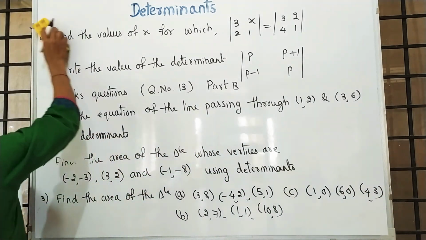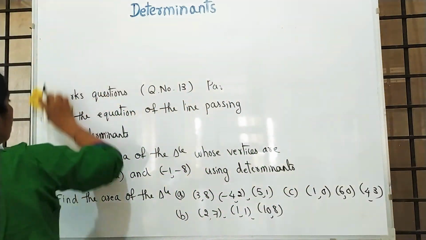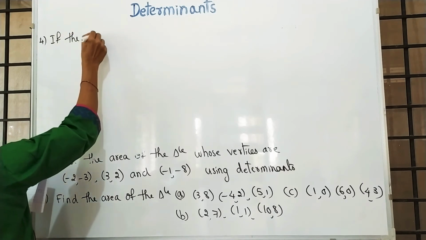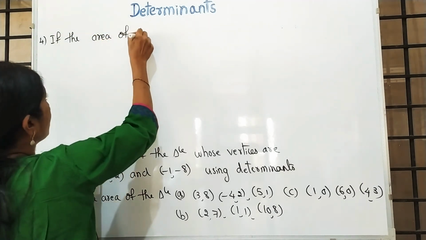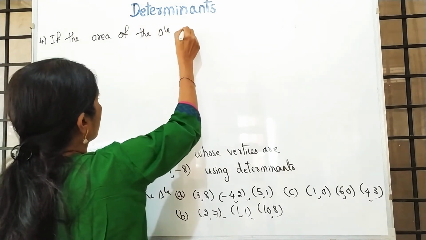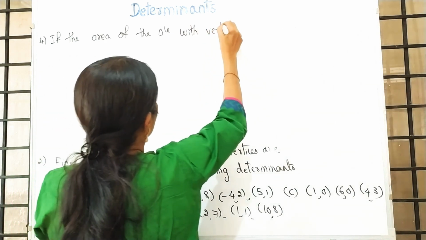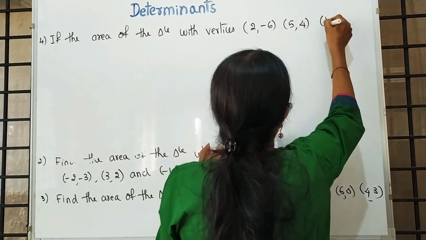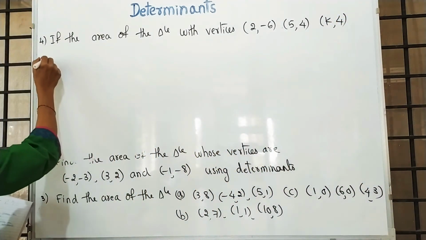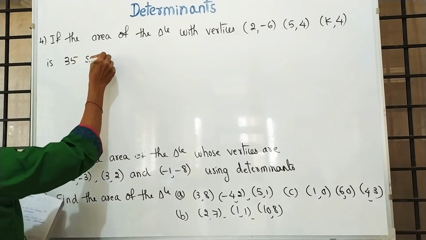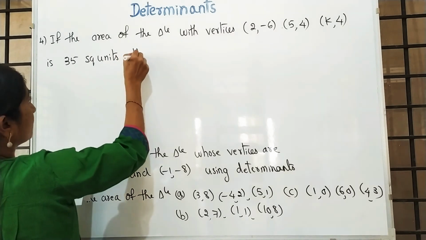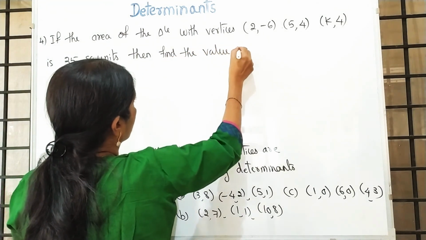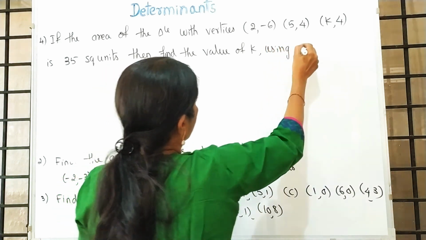Next, fourth question. If the area of the triangle with vertices (2, -6), (5, 4), (k, 4) is 35 square units, then find the value of k using determinants.